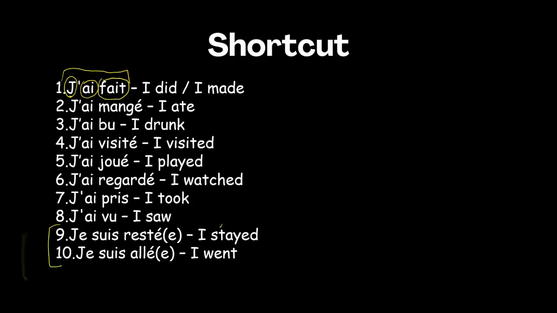I hope not. But these two verbs here, 9 and 10, they use a different auxiliary. So they use the être auxiliary. So they use je suis instead of j'ai, right? Because as we mentioned earlier, j'ai is much more frequently used than je suis. So that's just there divided.